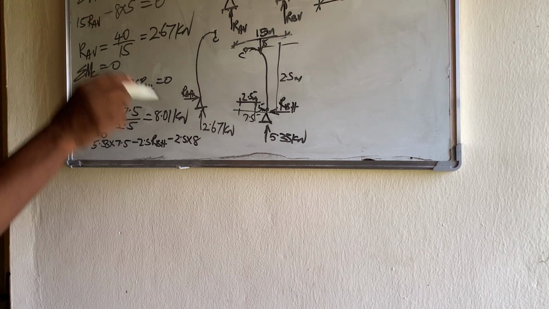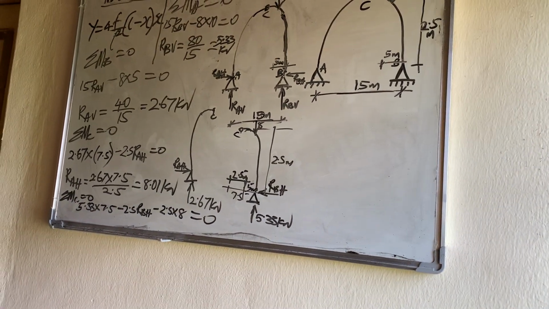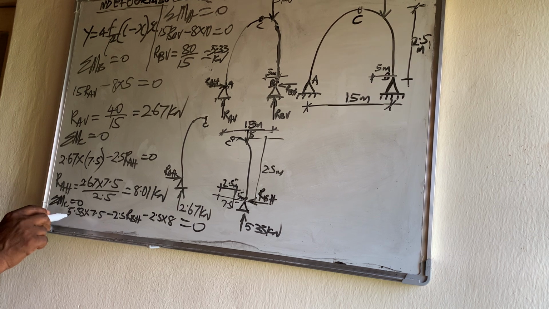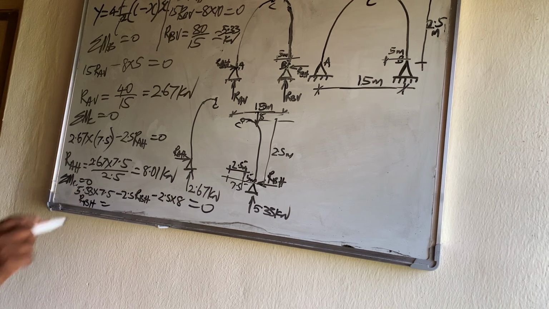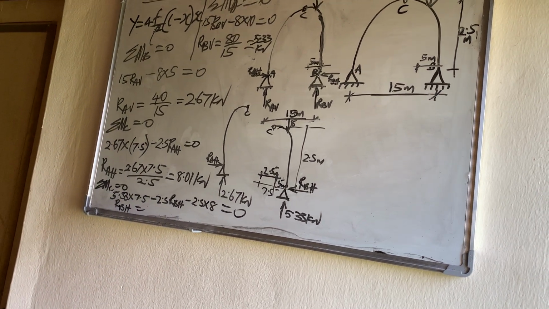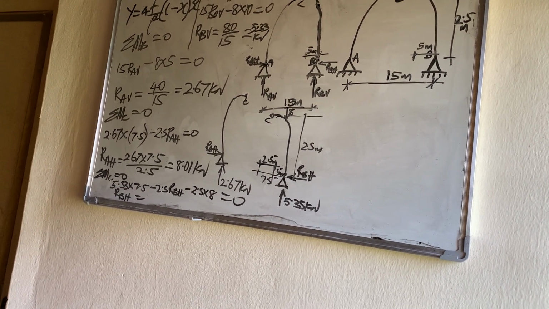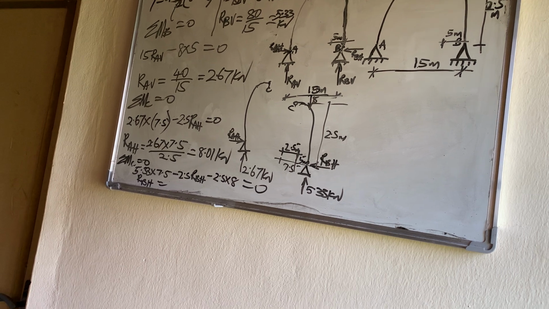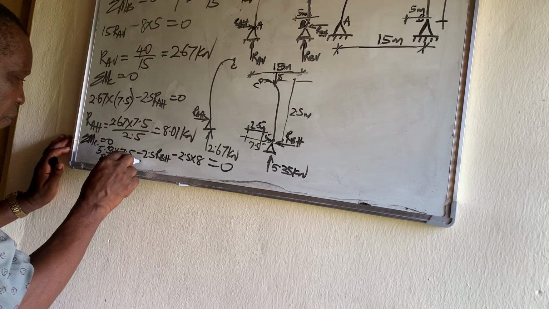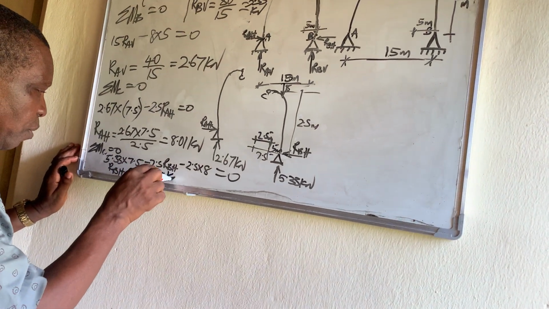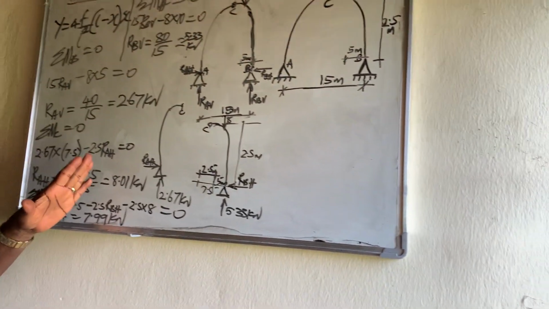That is because the loads all turn against RA. This is equal to 0. There's no other load that will generate bending moment. Then that means RB horizontal becomes equal to 7.99 kilonewton. That's RB horizontal. So we've gotten the whole reaction.